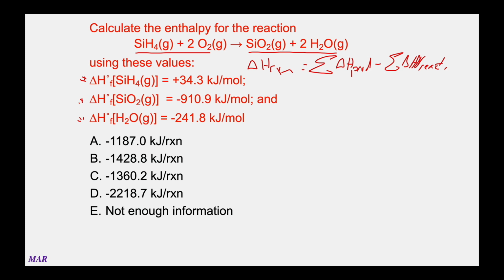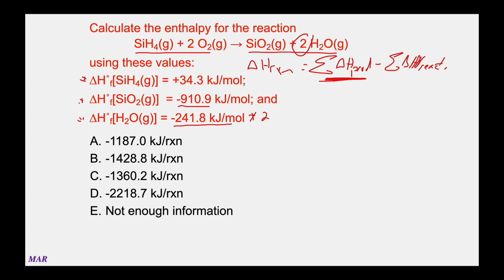All of these delta H of formations are enthalpies per mole. So the SiO2 we're going to use as is. We're just going to use that one. But because there's a 2 by the water, we're going to take this number and multiply it by 2. And that's going to be this part. That's the delta H of the products.